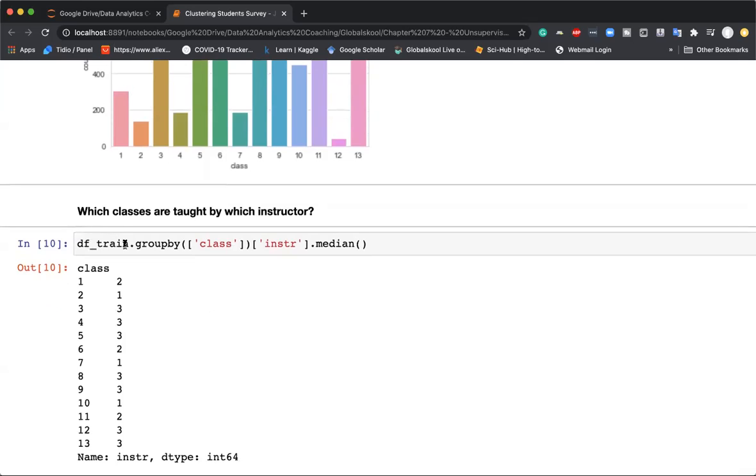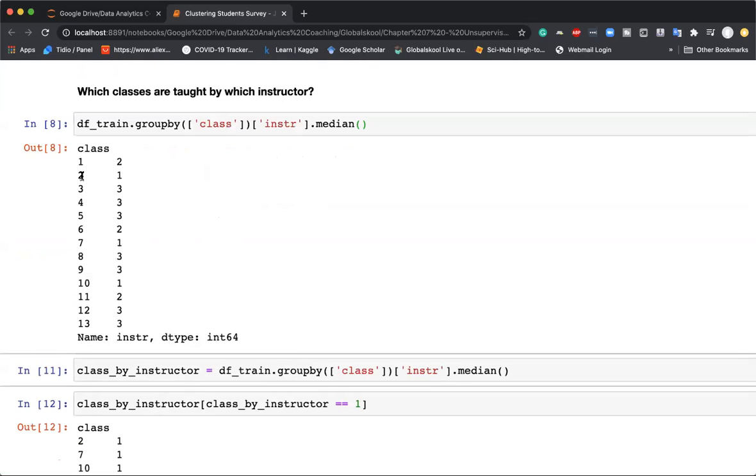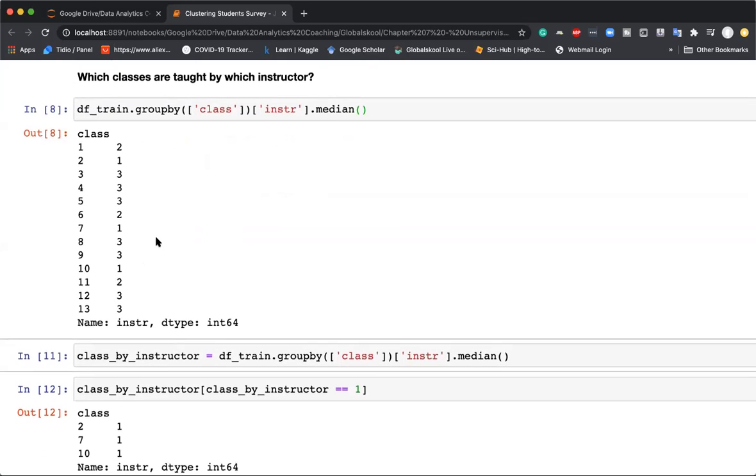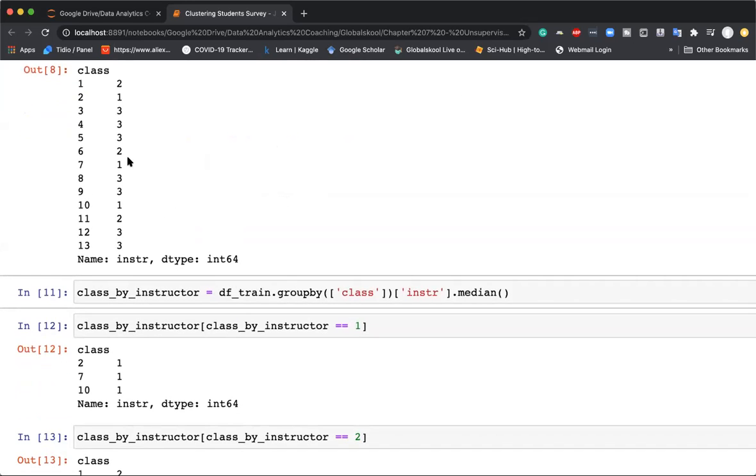So I said, okay, take dftrain, group by the class, and for the instructor, find the median. I'll have multiple values. I'll find what is the most common value or what is the centermost value, and that will give me the answer. So by doing that, we see that this is the distribution. Classes 1 to 13, these are the instructors. It's very easy to count which classes were taken by which teacher.